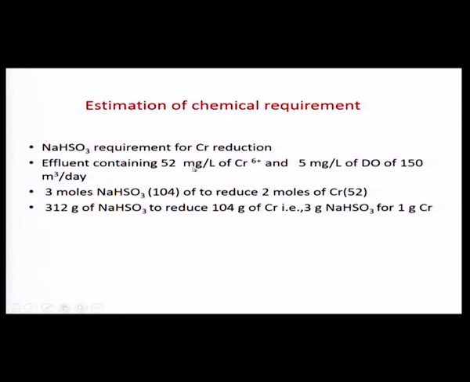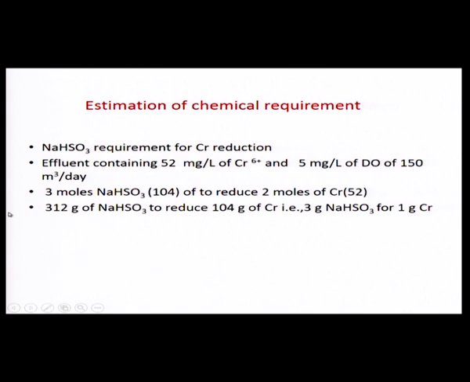So, this is what is actually happening. Now, we have to calculate the amount of sodium metabisulfite required for managing this effluent, which consists of chromium, plus dissolved oxygen also present. This will also consume sodium metabisulfite.